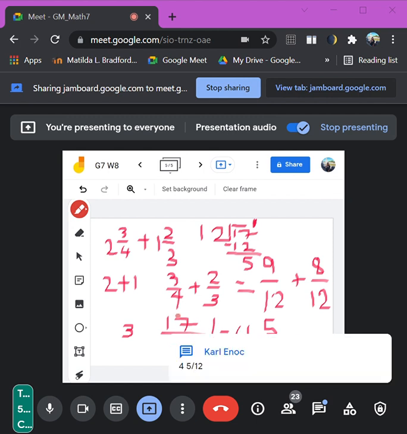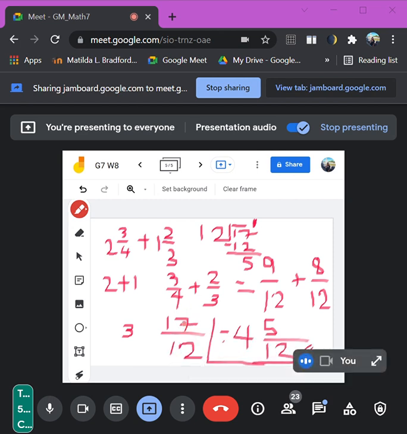Okay? So remember, if you have an improper fraction, the numerator is bigger. Whenever the numerator is bigger, you change it into a mixed number by dividing. Remember, your quotient is the whole number, your remainder is the numerator, and your divisor goes to your denominator. So you have there 1 and 5 over 12. Then add the whole number 3 and 1. So it becomes 4. So, 4 and 5 over 12.